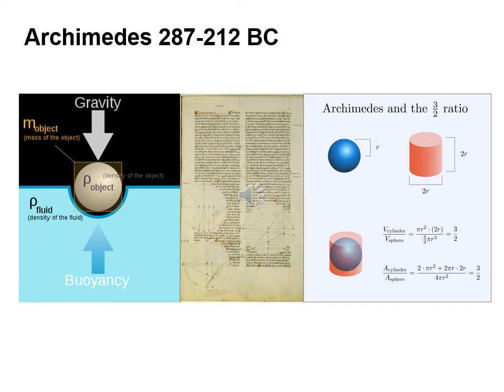So Archimedes developed the theory of buoyancy, as we can see here on the left. In the middle here we can see some of his early works, and on the right we can see the ratio of a sphere and a cylinder that he discovered.